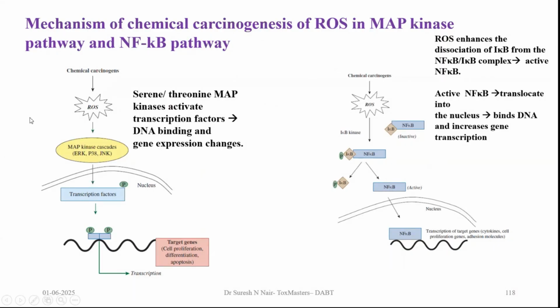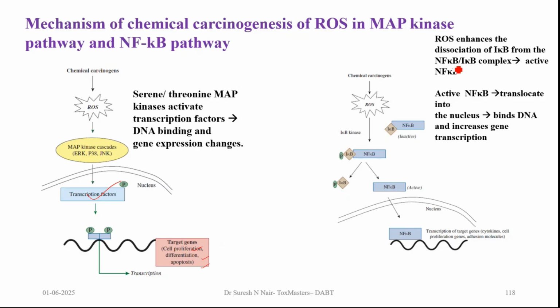Okay, the chemical carcinogens will activate the ROS. ROS will activate the MAP kinase, and this MAP kinase will activate the transcriptional factors, and these transcriptional factors will produce cell proliferation, differentiation, and apoptosis.